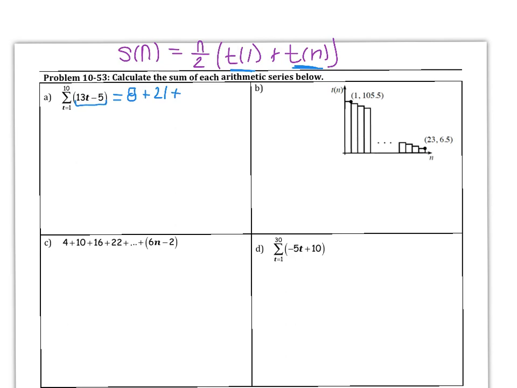The next term I would get by plugging 3 in, and so on and so forth, up to the last term that I would generate by plugging in 10. Remember, this indicates the last value, the last term. Plugging 10 in for t, 13 times 10 is 130, subtract 5, and that's 125. So here I can see this written out in a more familiar way. The great thing is we can easily generate the first term and last term, and we know the number of terms because we're starting at 1 and ending at 10, so that's a total of 10 terms.